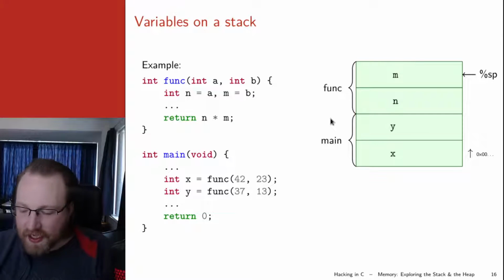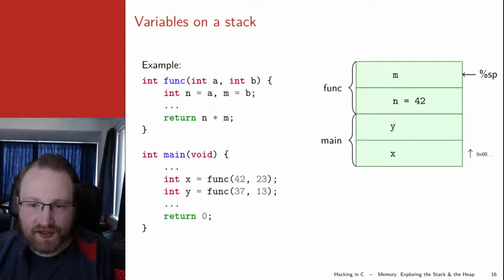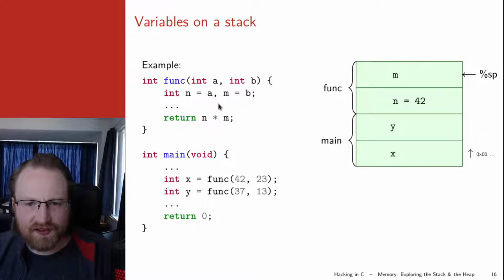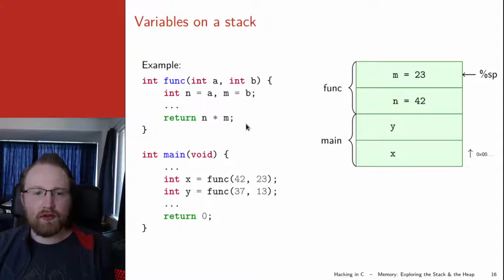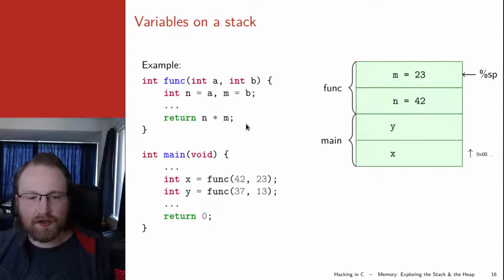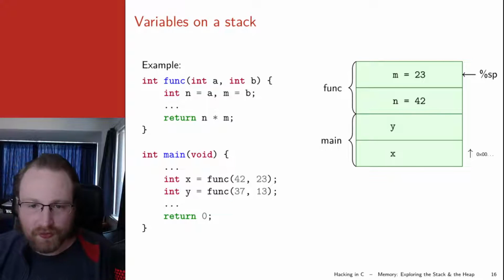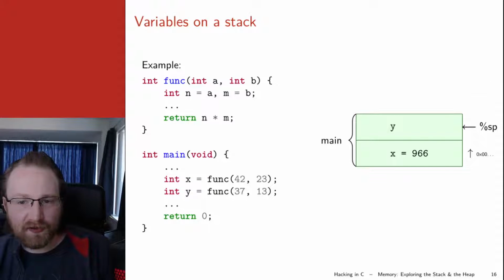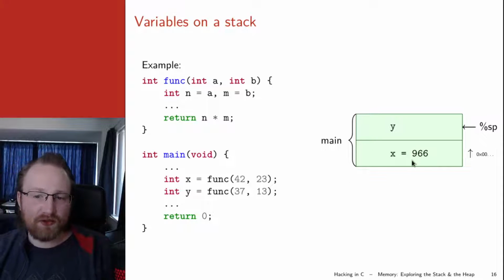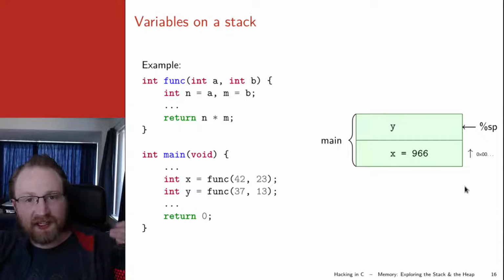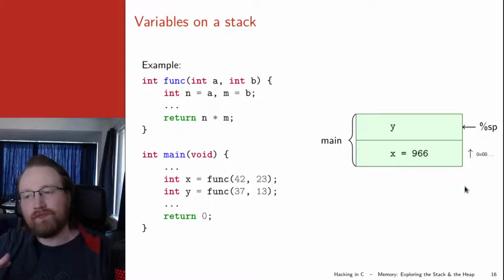Okay, and then n is set to 42, that's this assignment here, and m is set to 23, that's this assignment there. And then the return happens, so n times m gets computed, and the function returns. So when the function returns, those n and m get popped from the stack, and x gets set to 966, and the stack is basically back in our initial state.